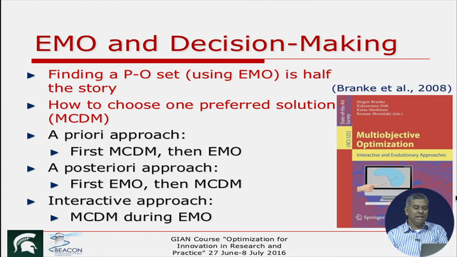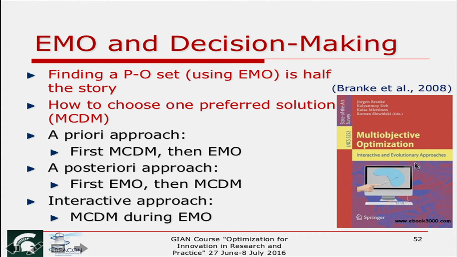For decision making, there are 3 ways to do it. As I said, decision making means choosing one point. First is, of course, a priori, which I have described: first the multi-criteria decision making, MCDM, then an optimization, like the weighted sum, epsilon constraint, and NCM. There are many, many methods. There are books written on them.